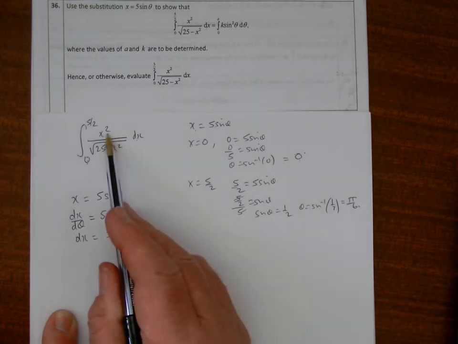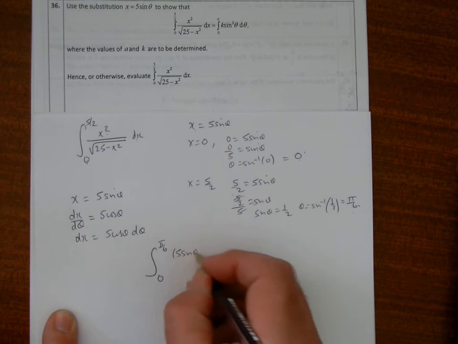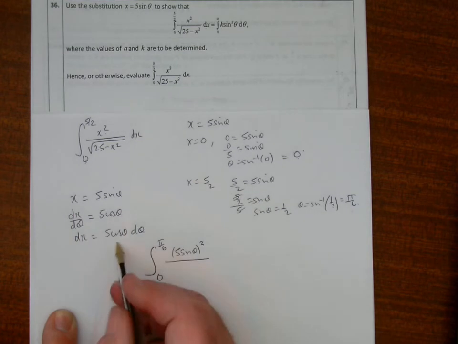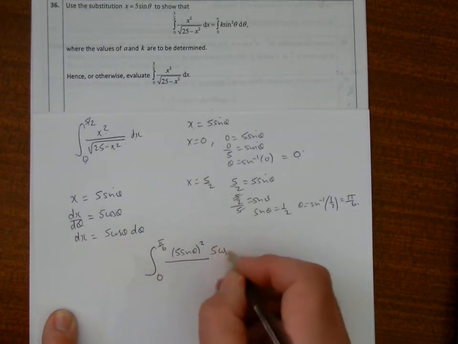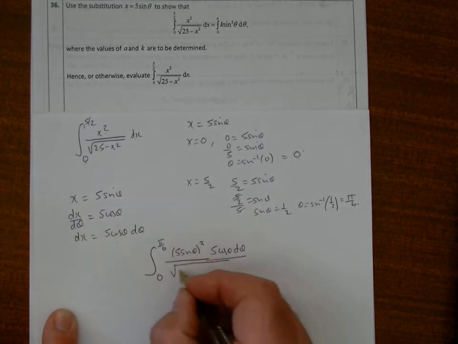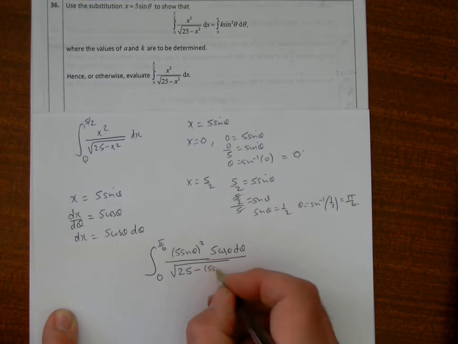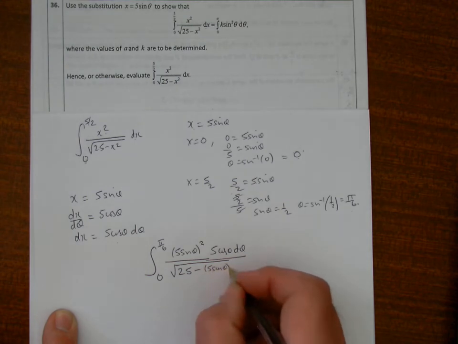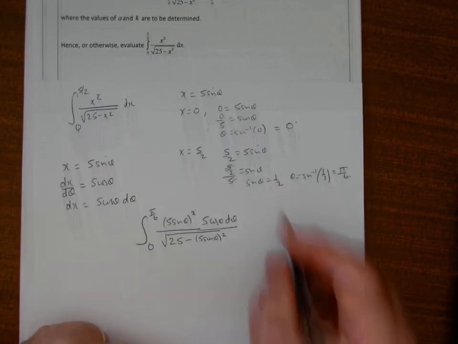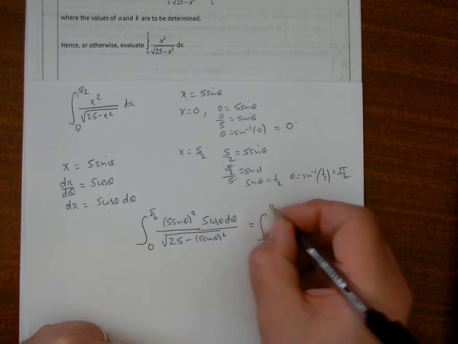X squared will be the square of 5 sine theta. The dx is 5 cos theta d theta. And the bottom line is the square root of 25 minus x squared, that's 5 sine theta all squared. Looks a bit of a mess, so let's just tidy it up. So that's 0 to pi by 6.